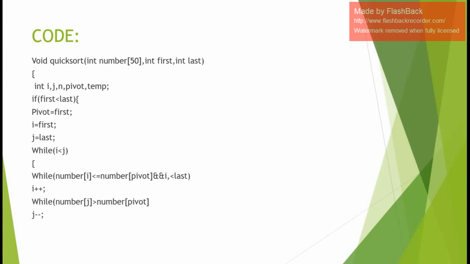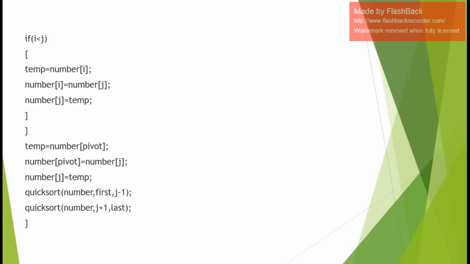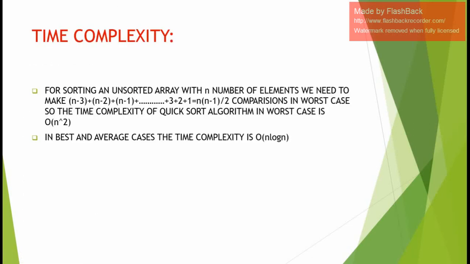If a of i is less than or equal to pivot, we have to increment i. If a of j is greater than pivot, we start decrementing j. Now let us see, if i less than j, what we have to do? We have to swap a of i with a of j. Similarly, we store a of i in a temporary variable, then assign a of j to a of i, and temp to a of j, that is for swapping.